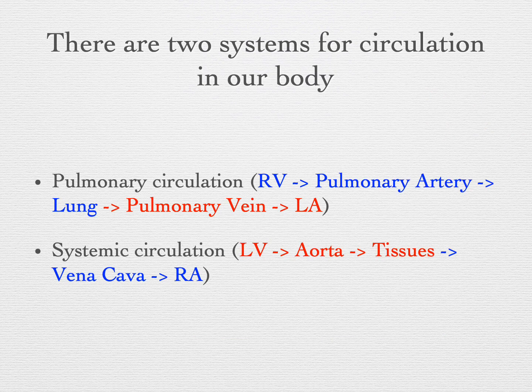So coming to the last section in physiology, we will talk about the circulation in the body. Now there are 2 systems for circulation in our body, the pulmonary and the systemic circulation. The pulmonary circulation transports blood between the lungs and the heart, and here I've represented the deoxygenated blood in blue and the oxygenated blood in red. So the right ventricle carries the blood into the lung via the pulmonary artery. The lung oxygenates the blood and pushes the blood to the left atrium via the pulmonary vein.